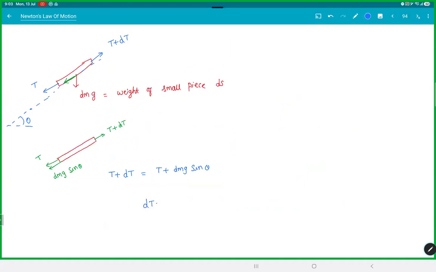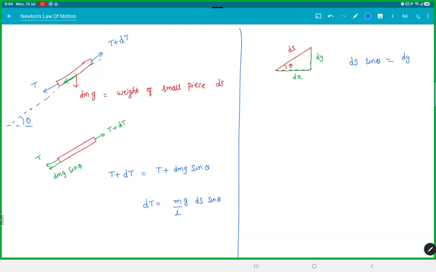And from here we get dT is equal to dm g sin theta. But what is dm? (M by L) g ds sin theta. But what is ds sin theta? This was your ds. This was your theta. This height is dy. This height is dx. So ds sin theta is dy. So we got dT is equal to (mg by L) dy. That means the change in tension of that small piece depends only on the vertical height. It actually doesn't depend on the length of the string.